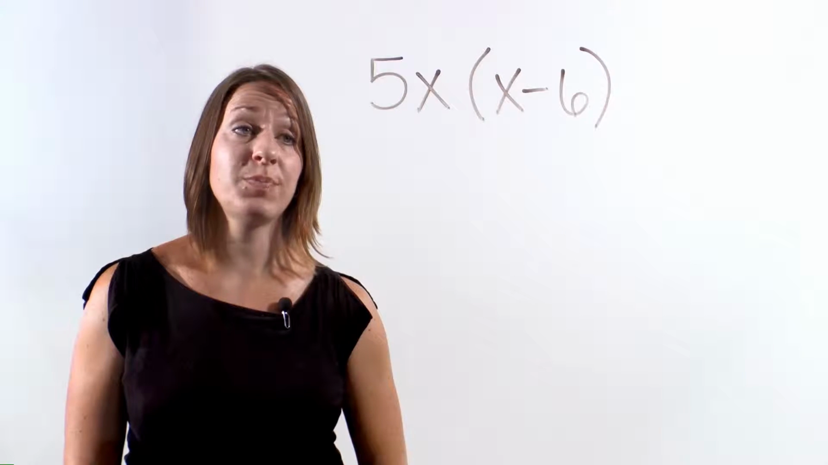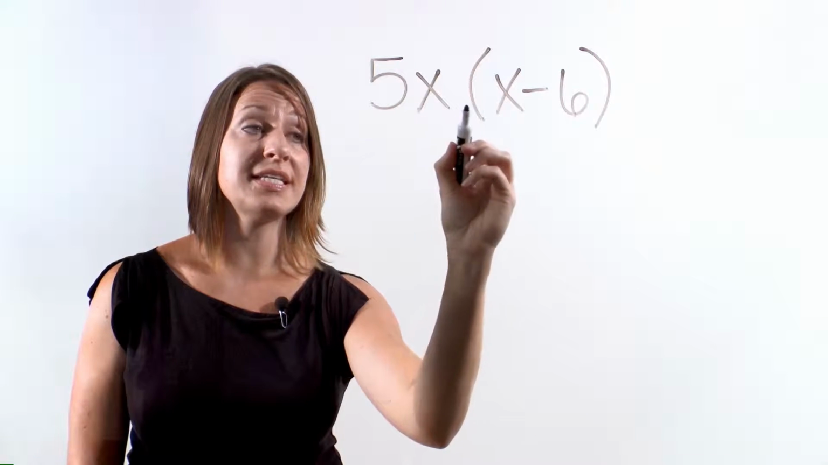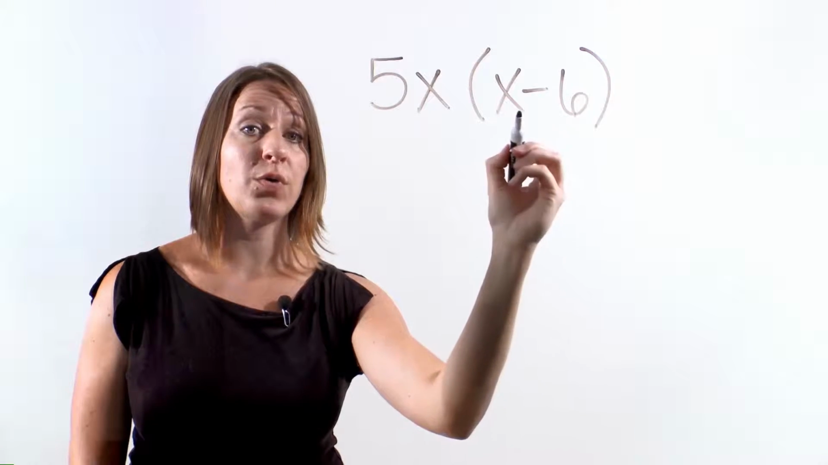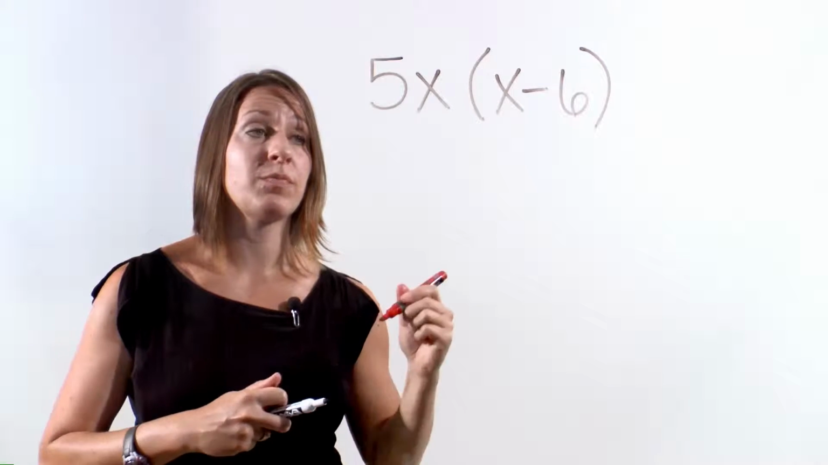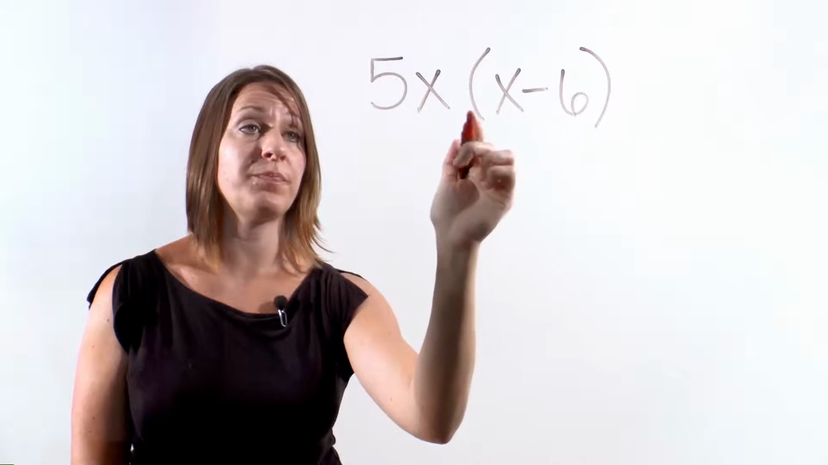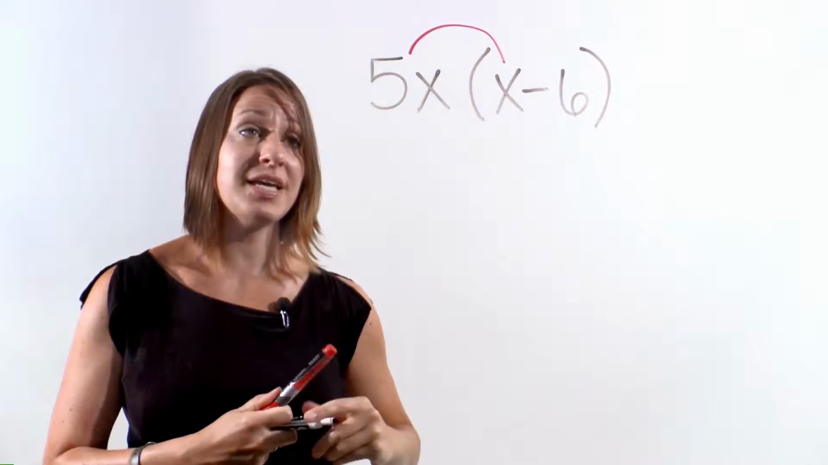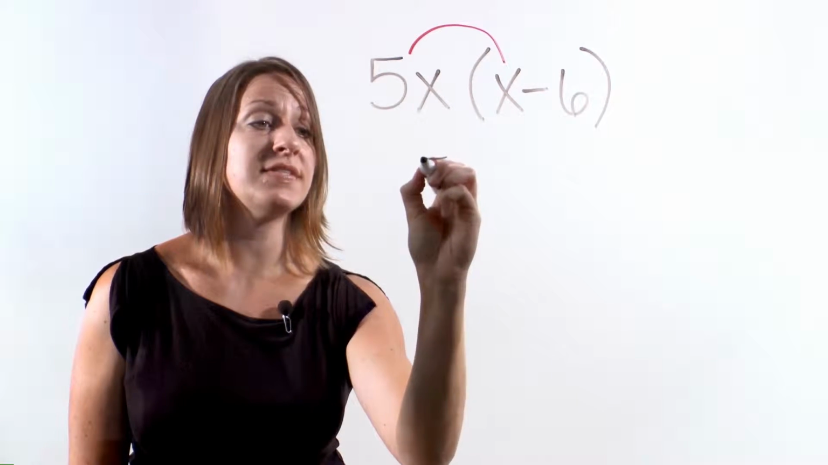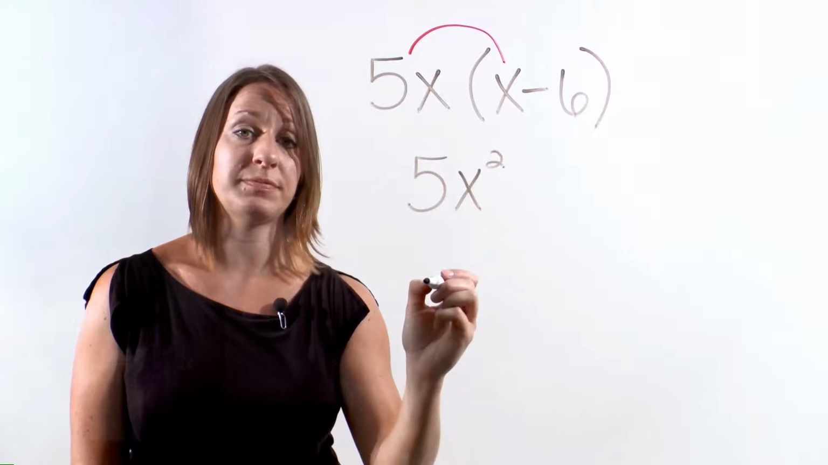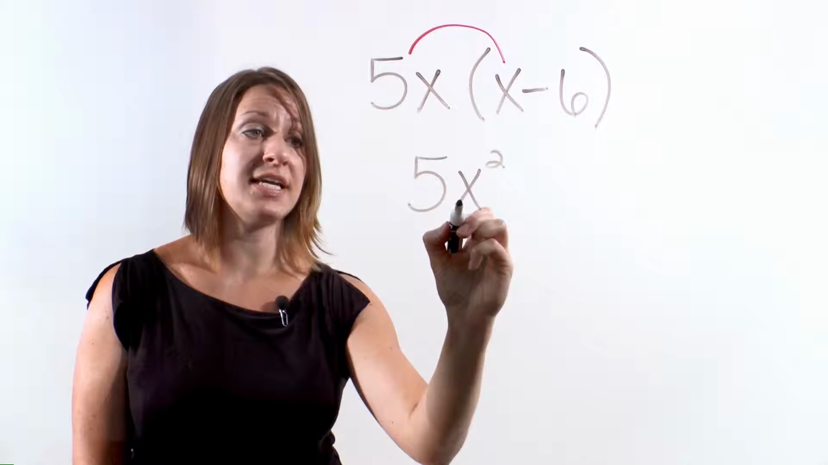So let's take a look at this problem. We have the monomial 5x times the binomial x minus 6. We're going to follow the same steps. We're going to multiply this monomial to each term. 5x times x gives us 5x squared, because x times x gives us the x squared.